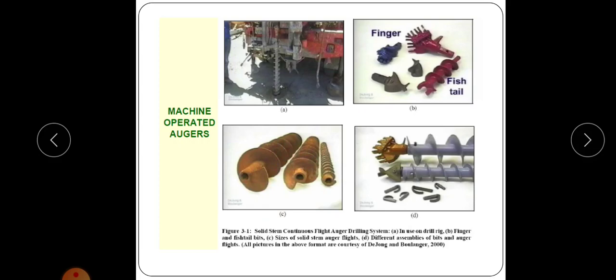But for depth greater than 12 meter, even mechanical augers become inconvenient. So if the depth is very high, greater than 12 meter, we have to go for other methods of boring. Mechanical boring can be adopted for depth up to 12 meter. For depth between 3 to 6 meter we can use hand operated augers, and from 6 meter to 12 meter we can go for mechanical augers. So this is the machine operated auger.